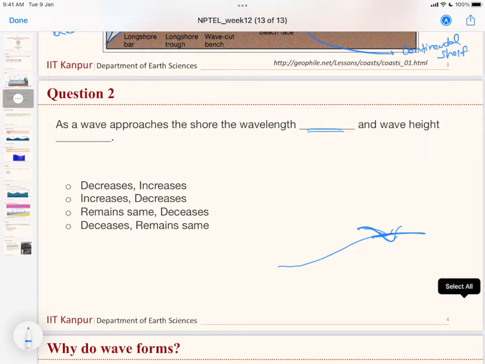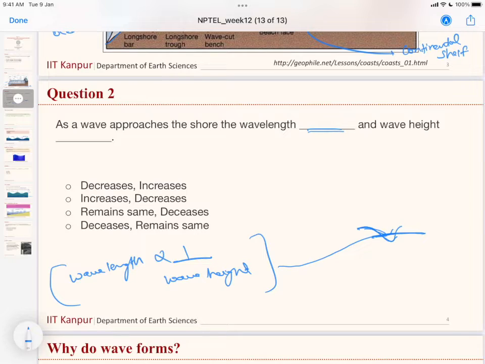Now since the wavelength is decreased, so what? To compensate for that decrease in wavelength, the wave height will increase. So they are inversely proportional. Always remember that wavelength is inversely proportional to the wave height. And there is another way to look at this or to validate this relation.